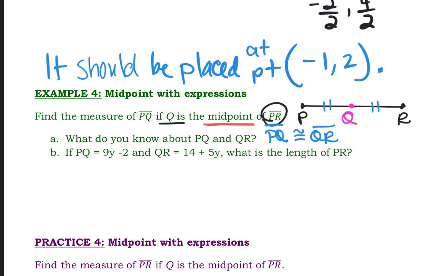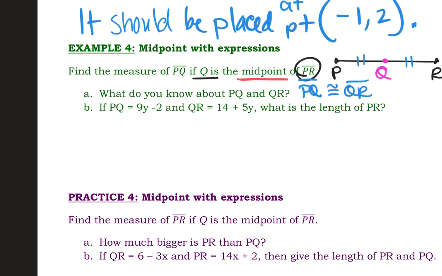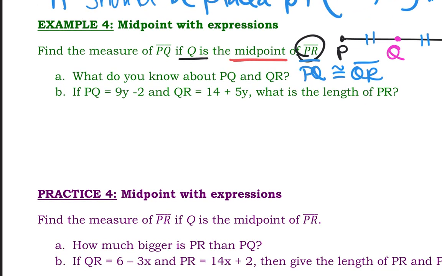So we answered the first part. Second part says, if P to Q is this equation and Q to R is this one, what is the length of P to R? So when we say something is congruent, that means they're the same, or that they're equal. So in here, you'll hear me say, if it's equal, set it equal. That means if you know they're equal, literally put an equal sign between them. All you're doing is changing this symbol to be an equal sign.